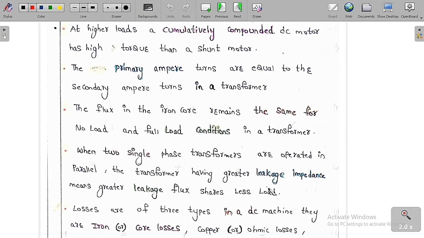The more the leakage impedance, the less load it is going to share, because it is inversely proportional. When two single phase transformers are operating in parallel, the transformer having the greater leakage impedance shares less load. The less the leakage impedance, the more load it will share, because both are inversely proportional.